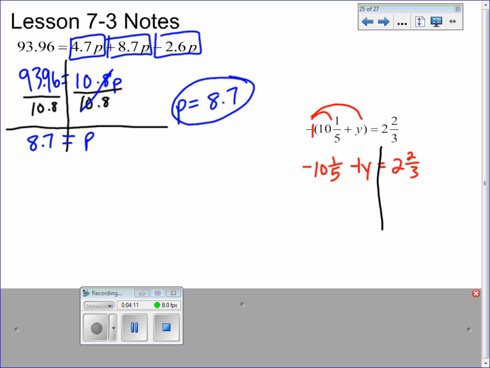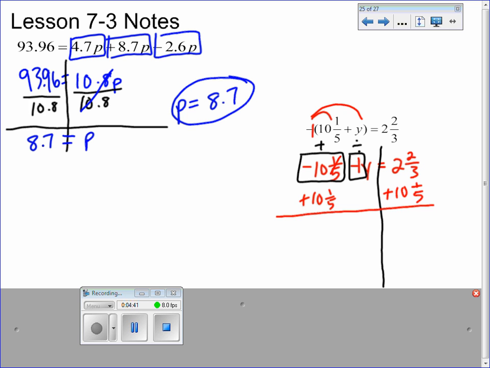So now we have a two-step equation. We need to get rid of two different numbers. One, we need to get rid of this 10 and 1/5. Because it's negative, the way we're going to get rid of that is by adding. The second number we need to get rid of is this negative 1, and because it's multiplied to y, we're going to divide. The rules of two-step equations tell us to always add or subtract first, so we're going to add 10 and 1/5 first. We're going to do that to both sides. These cancel, and you're left with negative 1y. Notice we still have some work to do. y isn't by itself yet, but we're getting closer.